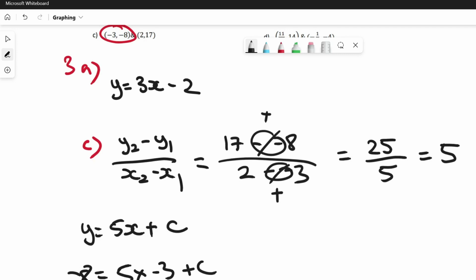So now we have c and the gradient. We just sub back into the general equation of the line. And we get y equals 5x plus 7 as our final answer.